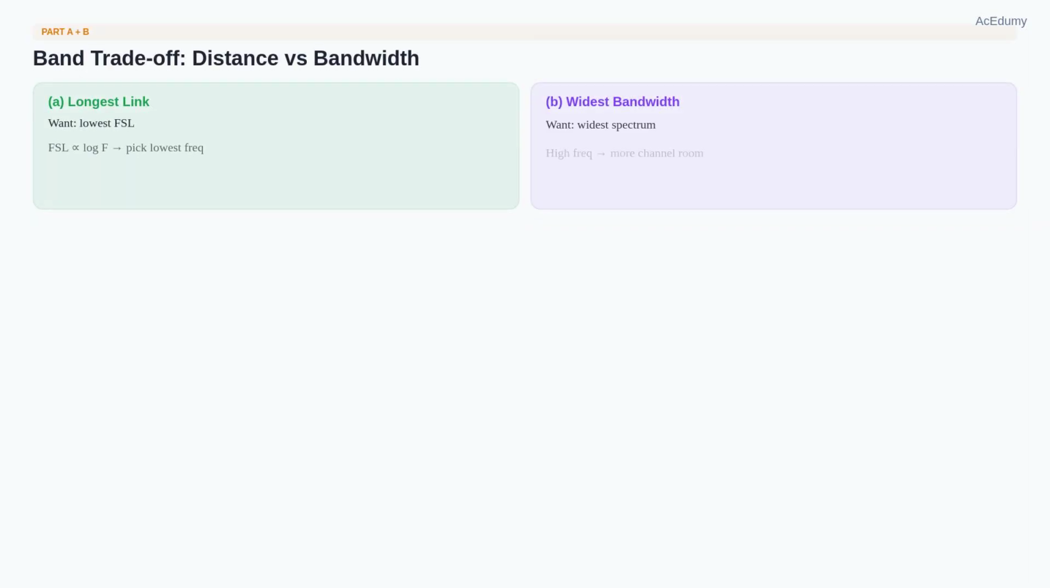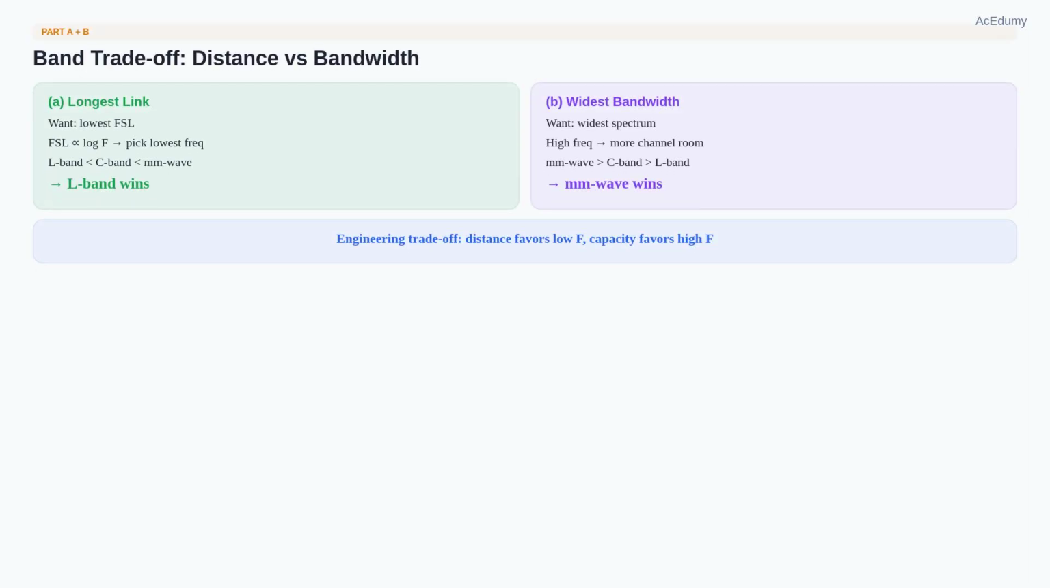Parts A and B. These are band trade-off questions. For the longest possible link, we want the lowest free space loss. FSL scales with frequency, so we want the lowest frequency band. Among L-band, C-band, and millimeter wave, L-band wins. That is why long-range microwave links use the L-band.